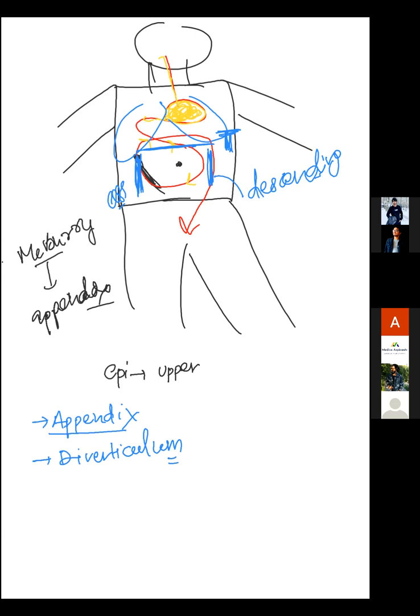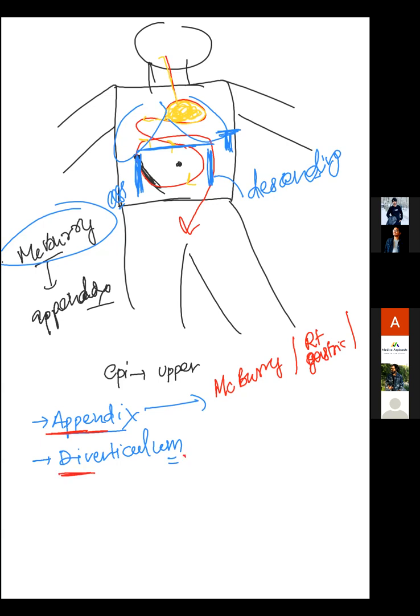when it is McBurney's point, those are the keywords you have to keep in mind. Or it will be right lower abdominal pain. At that moment only go for these answers. Actually, it is a most expected question according to the recent analytical report of question papers.